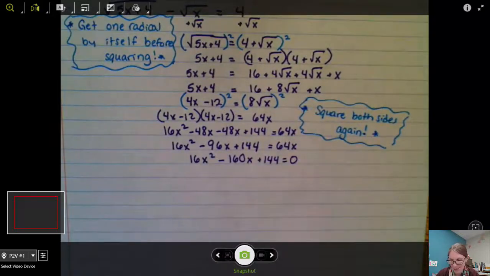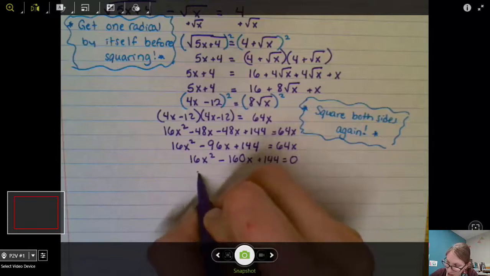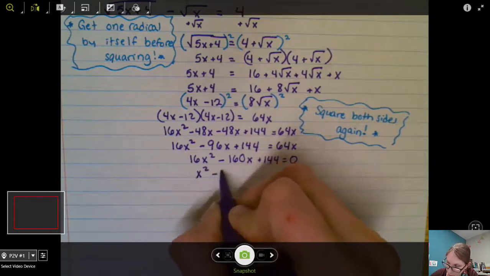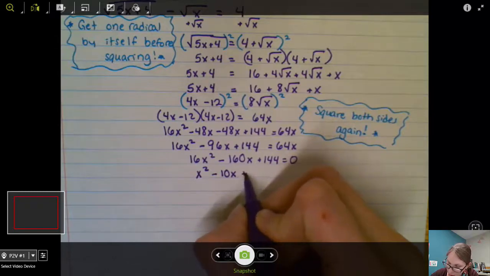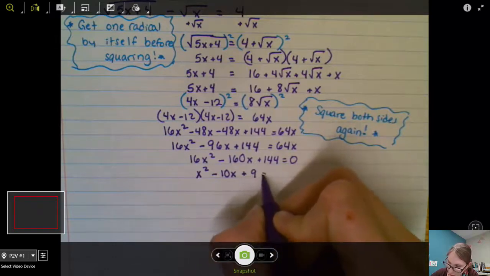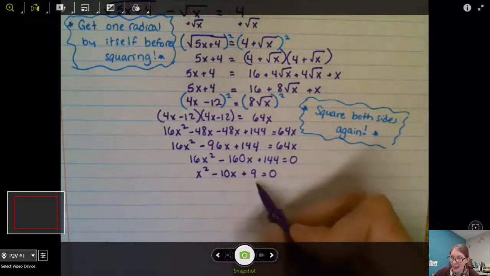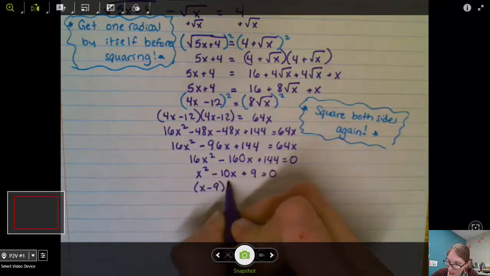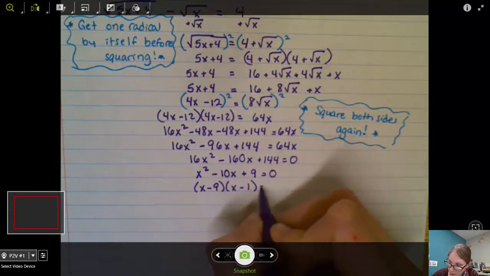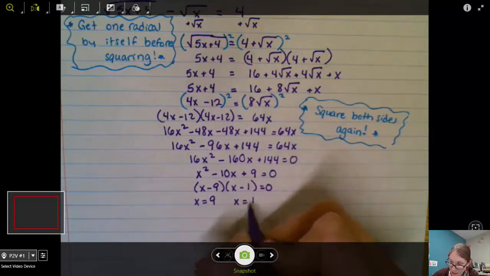We really almost are. From here, again, everything is divisible by 16. So let's make this x squared minus 10x plus 9 equals 0. So finally, what numbers multiply to 9 and add to negative 10? That's negative 9 and negative 1. So that means x is 9 and x is 1.